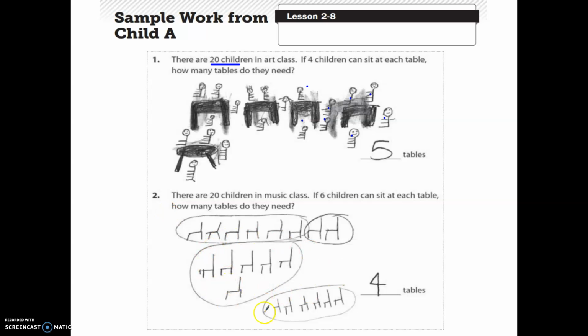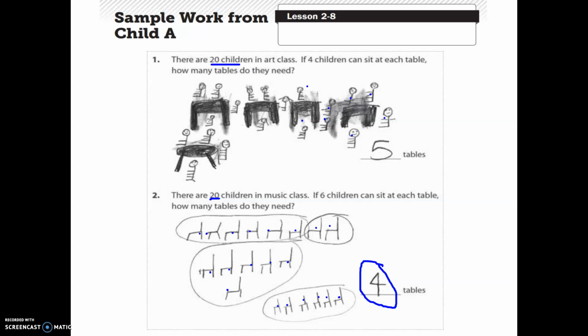For number 2, this is how the student solved it. There are 20 children in the music class. If 6 children can sit at a table, well, this time they just drew chairs. So 1, 2, 3, 4, 5, 6 chairs at that table. 1, 2, 3, 4, 5, 6 chairs at this table. 1, 2, 3, 4, 5, 6 chairs at that table. Well, that's 18, but I need 20. So then I have 2 chairs at that table all by itself. So I'm going to have 3 full tables, plus I need another table with 2 chairs. So I'm going to need 4 tables altogether.